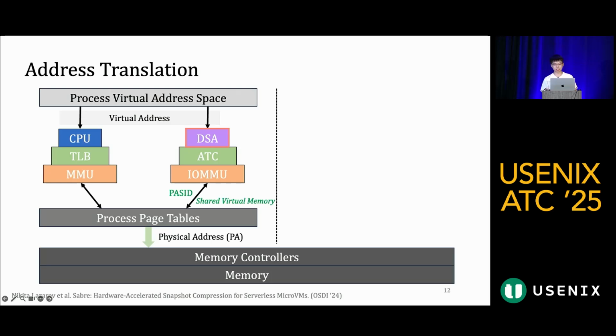When a descriptor enters a processing unit, the DSA uses the PASID to look up the corresponding address in the address translation cache. If there is a miss in the address translation cache, the DSA issues an address translation request to the IOMMU, using the PASID to select the correct page table for the target process. The IOMMU then walks the appropriate page tables and returns an address translation response, completing the translation.